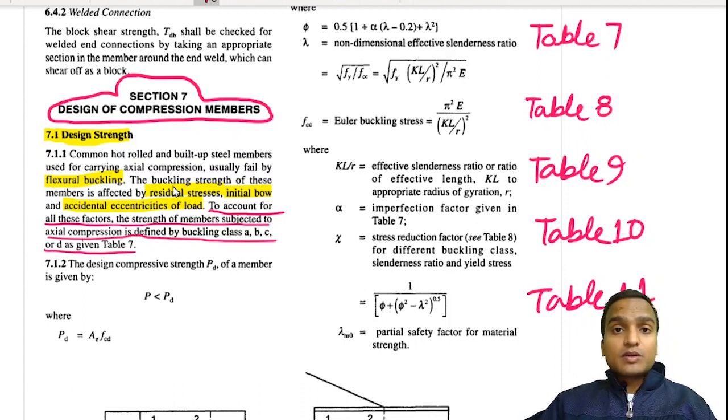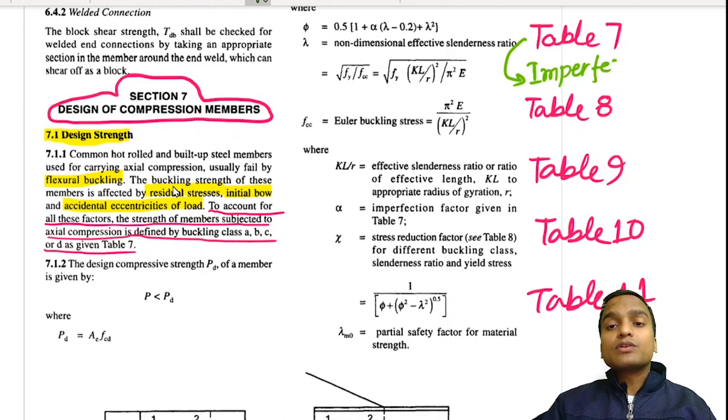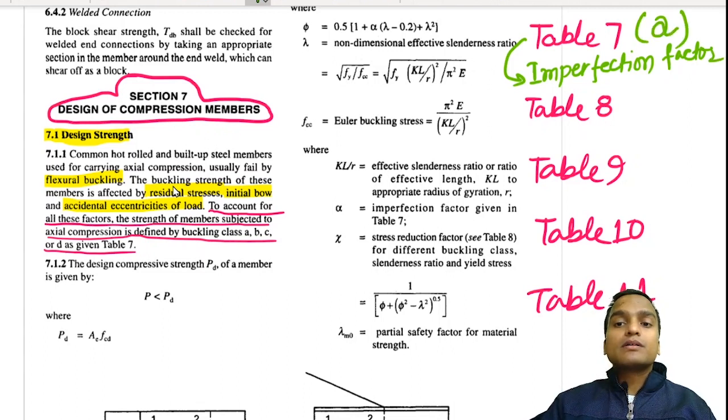Now table 7, you can write it in your notes, gives us the different buckling classes, and for those buckling classes, what are the imperfection factors that we are going to use. The imperfection factor is also represented by the symbol alpha. So table 7 incorporates, for different buckling classes, all the values of alpha, and table 7 is very short.